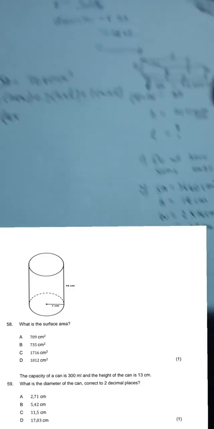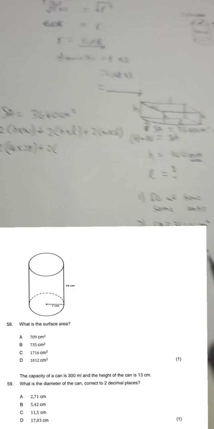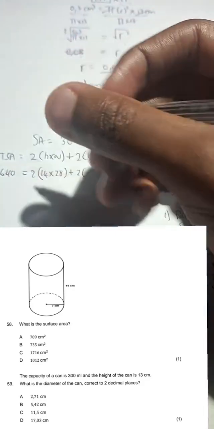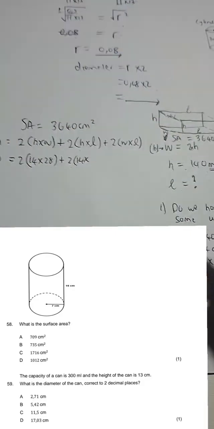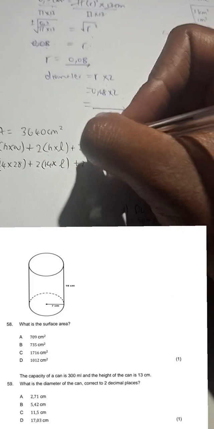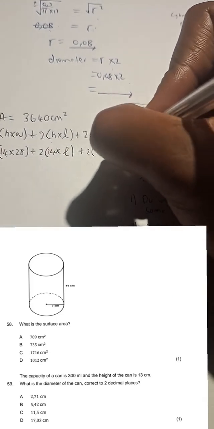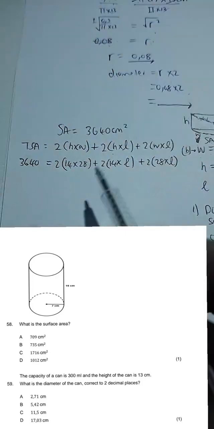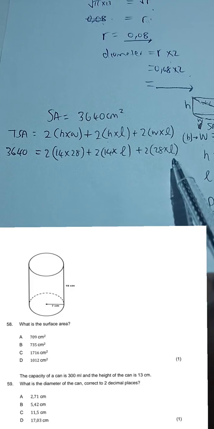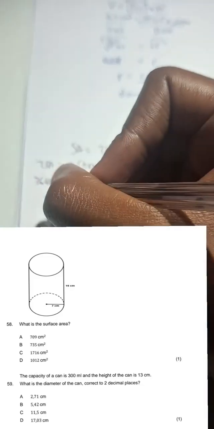2 times 14 is 28. So that means 28 plus 2. H is 14. L, what we want, plus 2. W is what? It is 28. L, what we want. So now we have one unknown, which is L, and we want to calculate the value of L. So we are going to proceed.